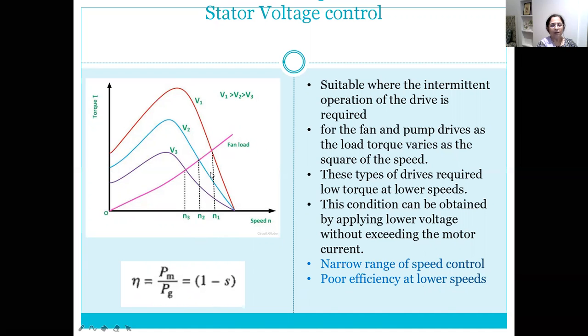Okay. So this is a very simple way of controlling speed of induction motor, but it has these limitations. So it is applicable only for typical type of loads. Secondly, it can be used for very narrow range of speed control. This must be known.